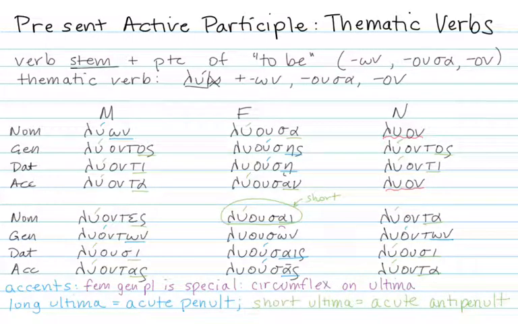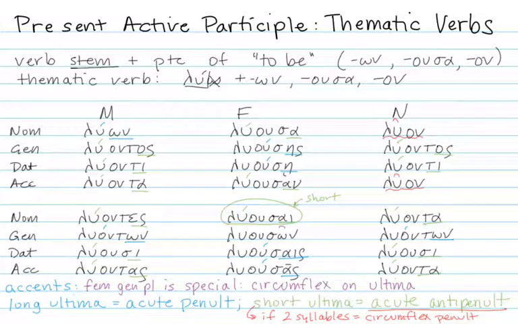And then the last thing I have to say is that our rule should say the short ultima means an acute on the antepenult, but if you don't have an antepenult because it's only 2 syllables, then we're going to put a circumflex on the penult. So that is why the neuter singular is λῦον.